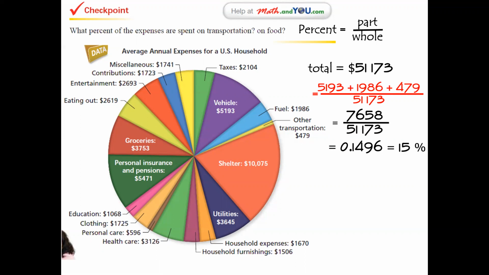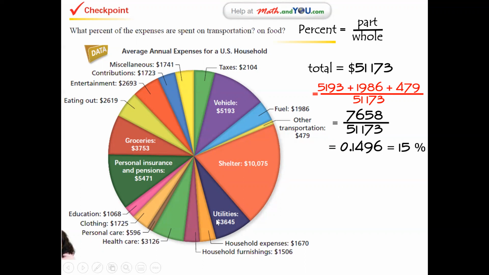All right. Any questions? Let's try some more. So if you have no questions, let's continue on, do some more. So the next one, it says food. What do you think, which is food?